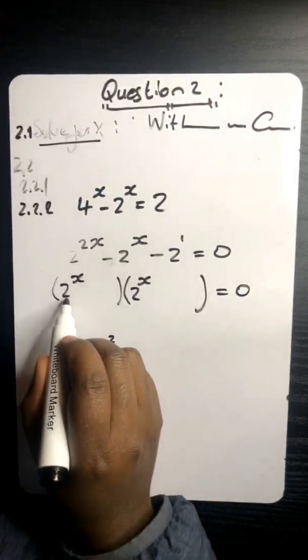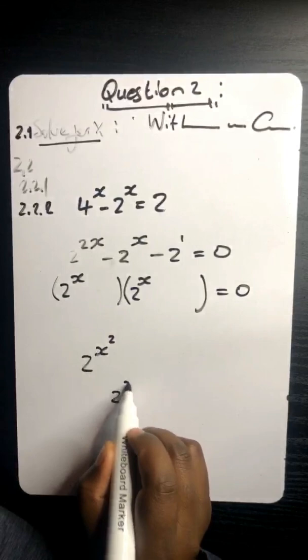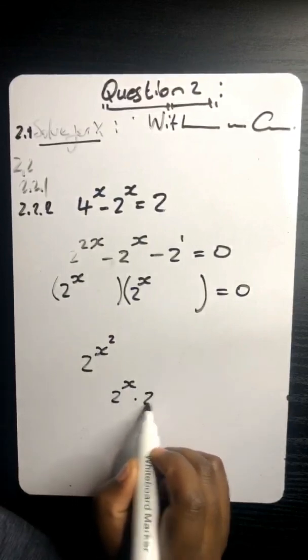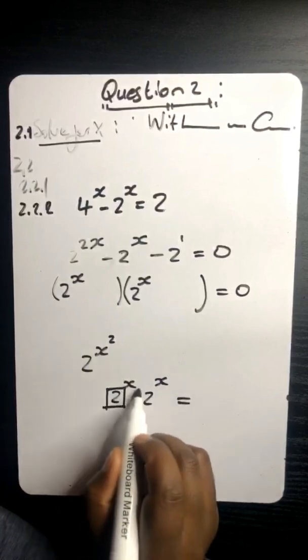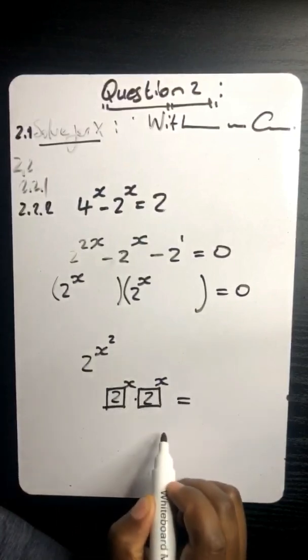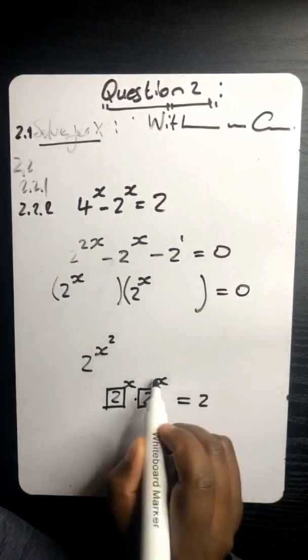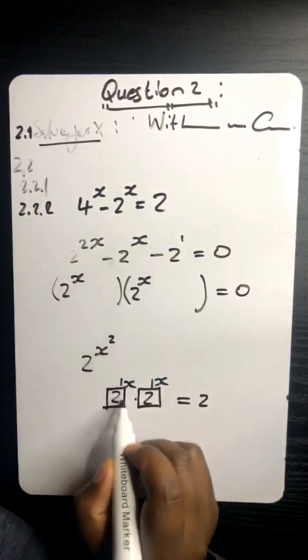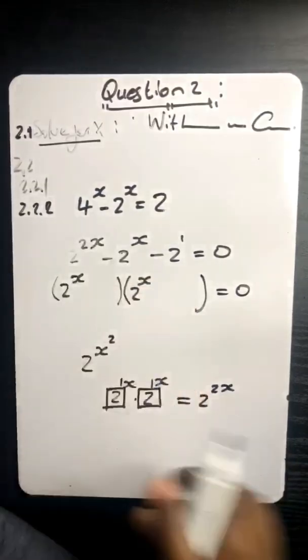Remember, guys, I said the brackets mean multiplication, so it's more like you're saying 2 to the exponent x times 2 to the exponent x. Can you guys see the bases are the same? If the bases are the same, what do you do to the exponent? You add the exponents, which is 1 plus 1, then it's 2x. Can you see? It took me back to that. Okay.